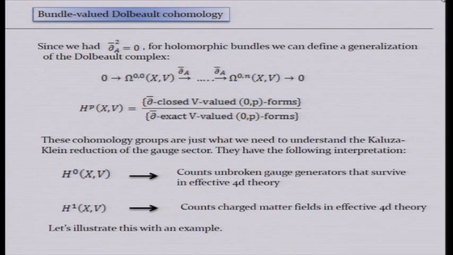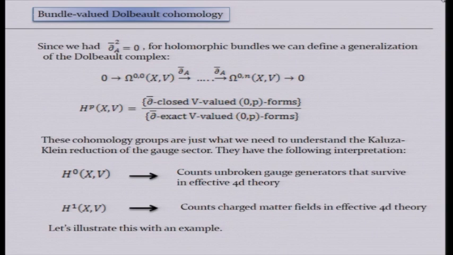So this is a set of cohomology groups, bundle-valued (0,p) forms with some equivalence relations and some holomorphy relations. The degree here, on the Calabi-Yau threefold, p could be 0, 1, 2, or 3. These cohomology groups have various interpretations, and in fact, they're exactly what you need to discuss the Kaluza-Klein reduction of the gauge sector and derive the low-energy effective four-dimensional theory.